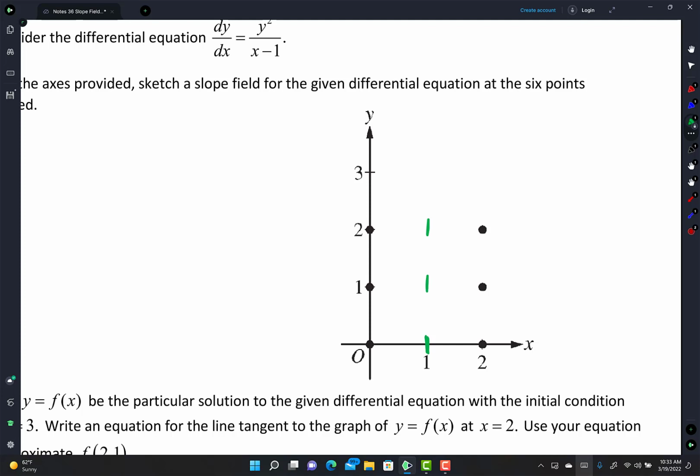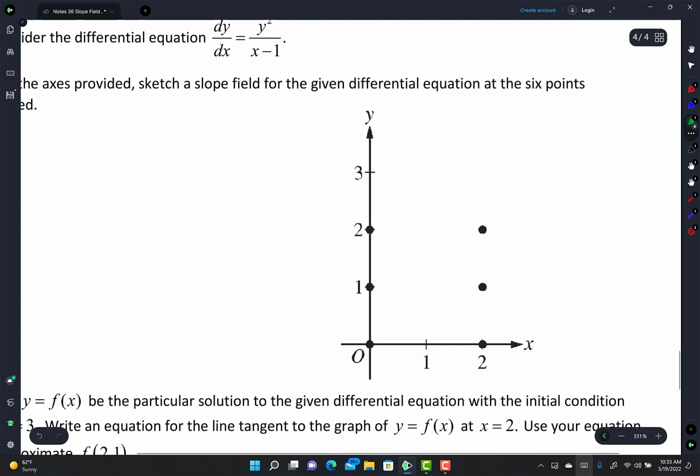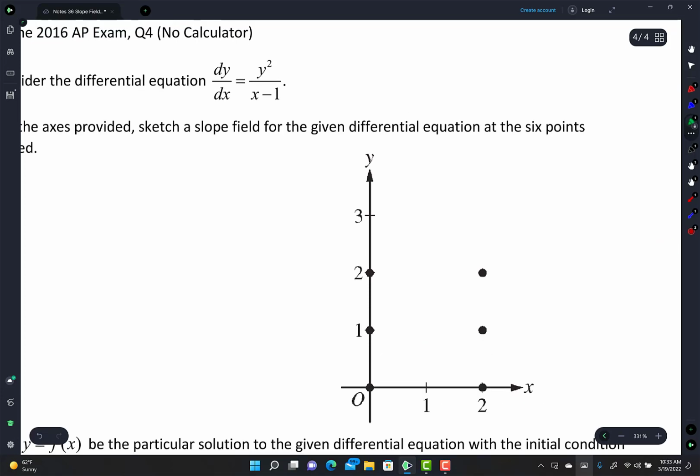They're only asking for your slope at these 6 points. Why are you putting more? You know what I mean? So don't do that. Okay, that's just a warning. Sorry if it came across as aggressive, guys.